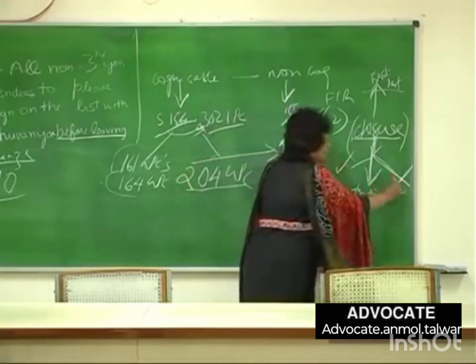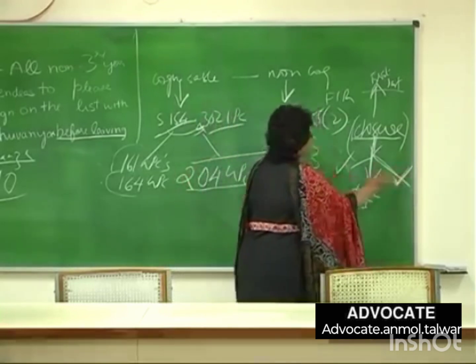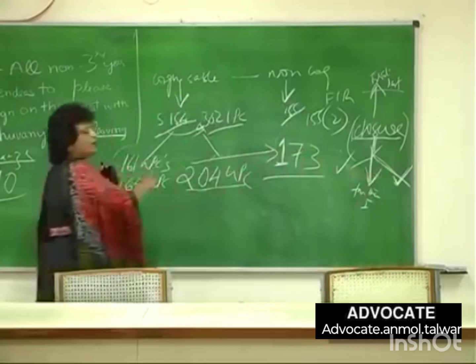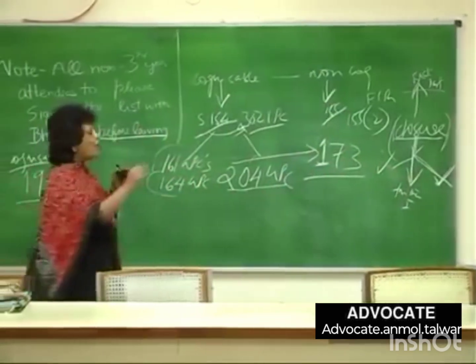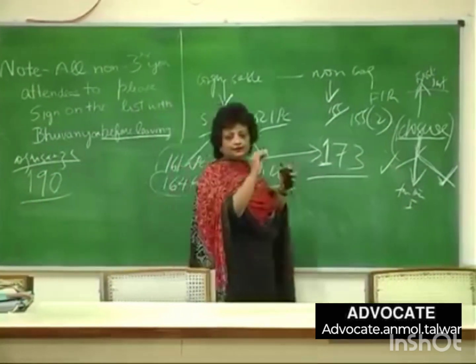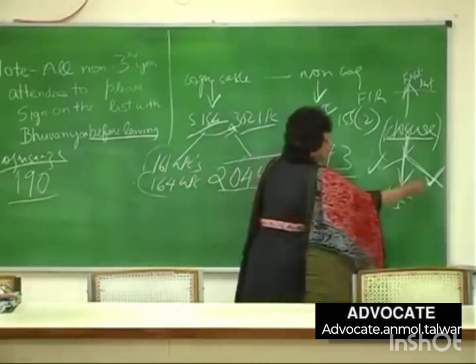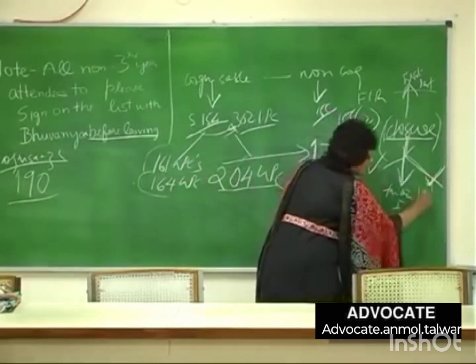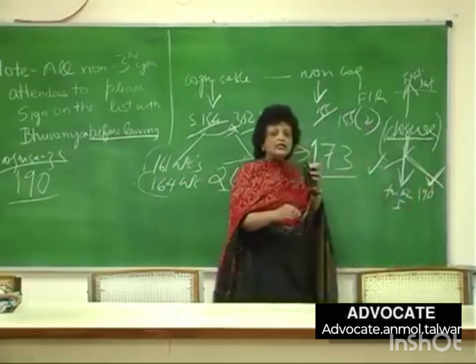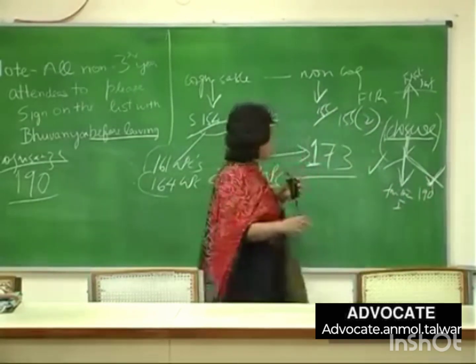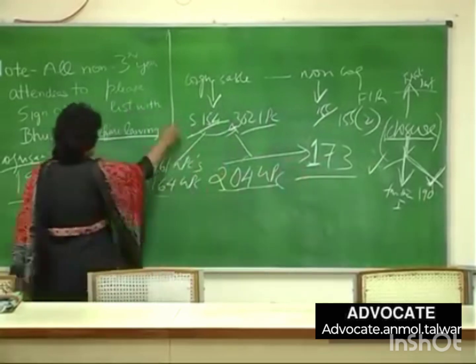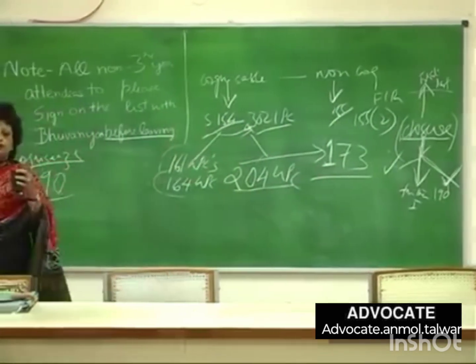Can the magistrate summon under 204 directly, or is there a stage in between? The answer is there is a stage in between. What the magistrate does is first take cognizance of the offense under section 191B and then exercise his powers under section 204.